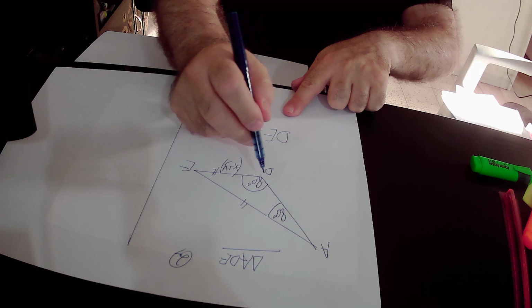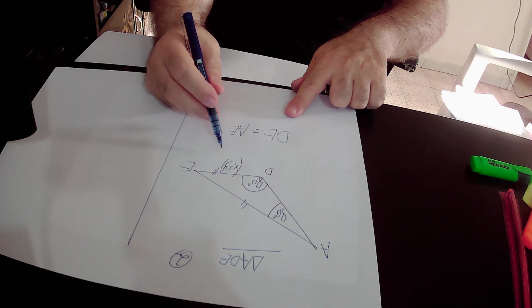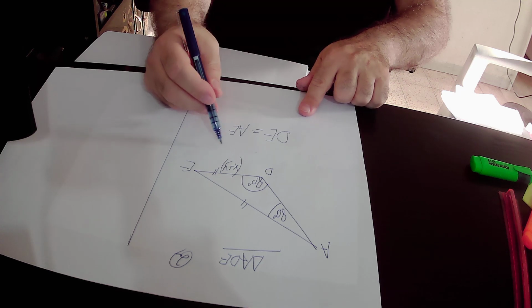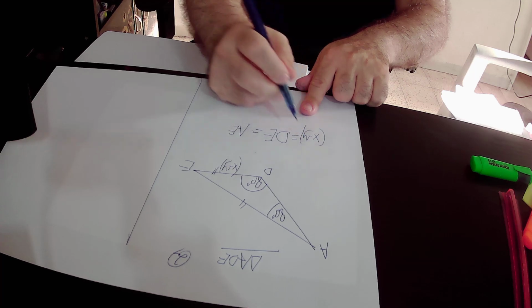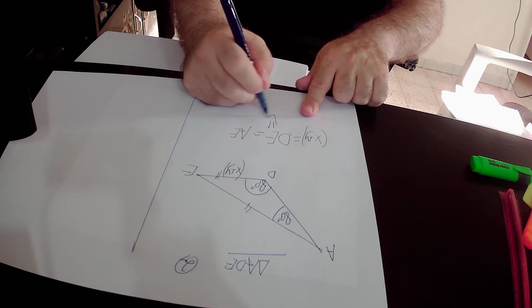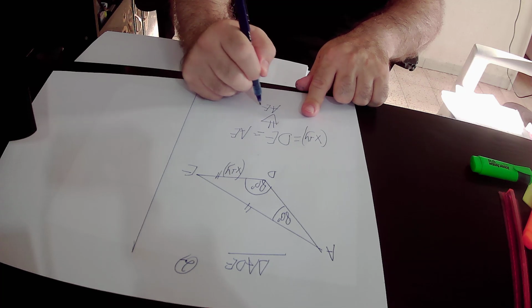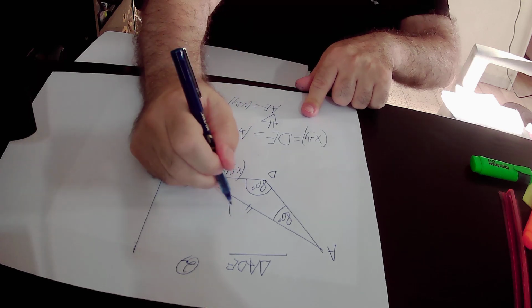DE equals AE. But according to what we just found out, DE equals X plus Y. And from this equation, X plus Y equals DE equals AE, we will derive that AE is also equal to X plus Y. Here AE equals X plus Y.